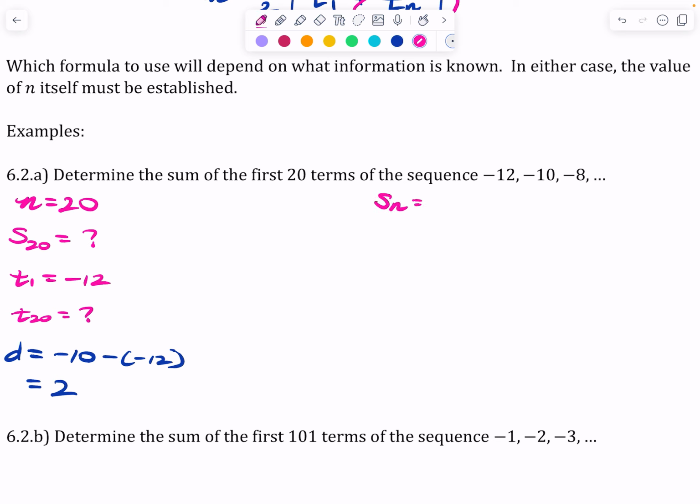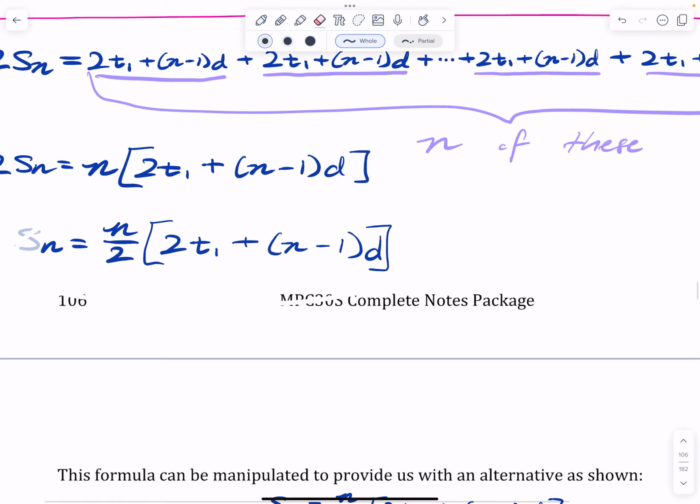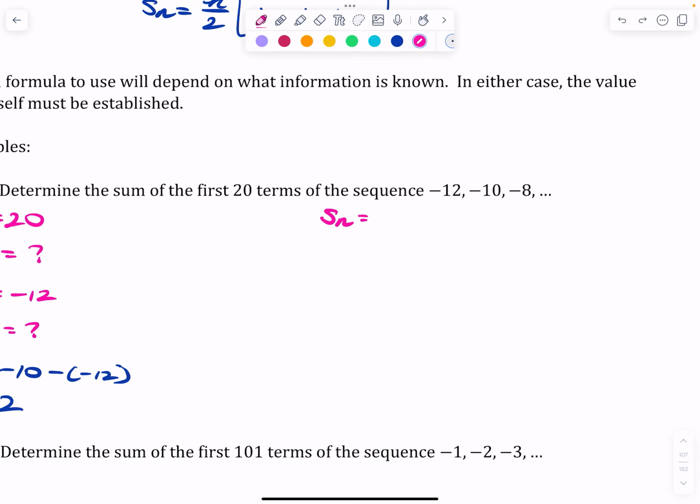So let's plug into a formula. We can't use this one here because we don't know what Tn is. And sure, we could find it, but it's not worth the work. We're going to use this one over here. With enough repetition, you might memorize it, but it will get provided, so don't feel the need to.